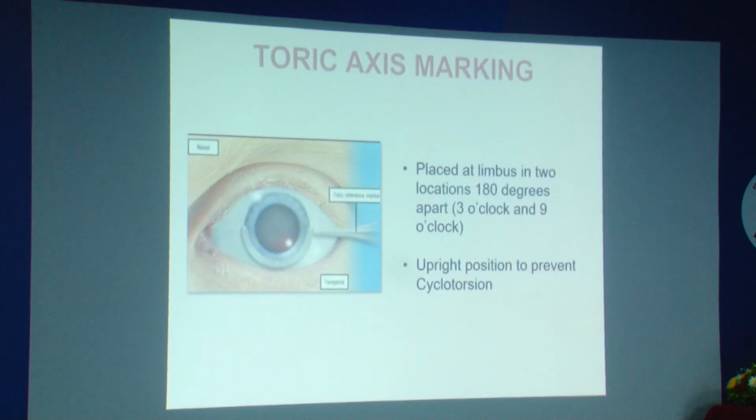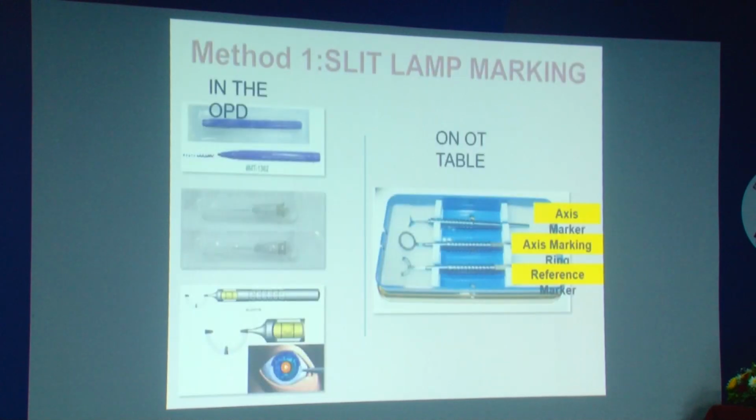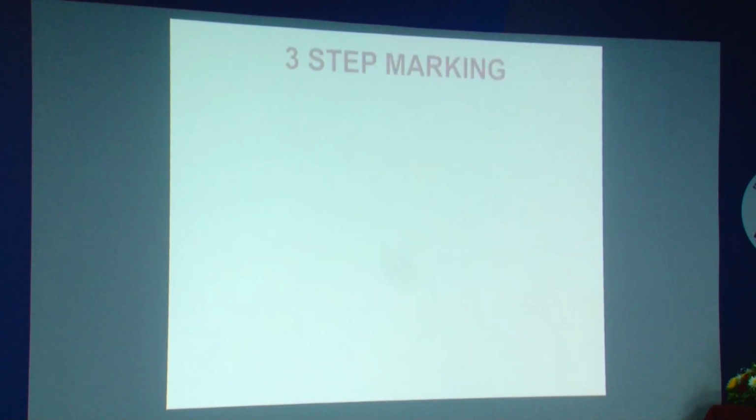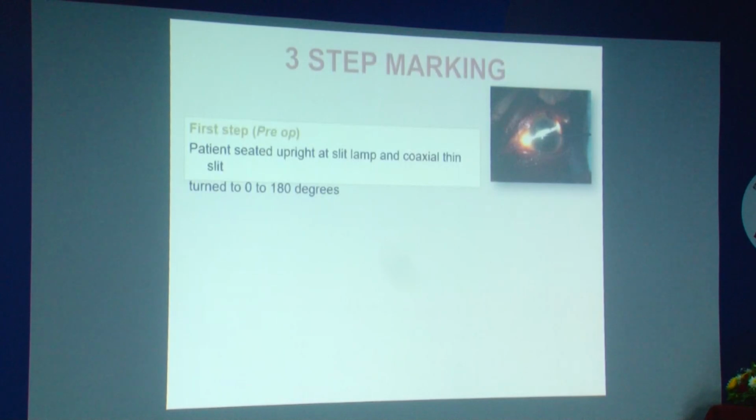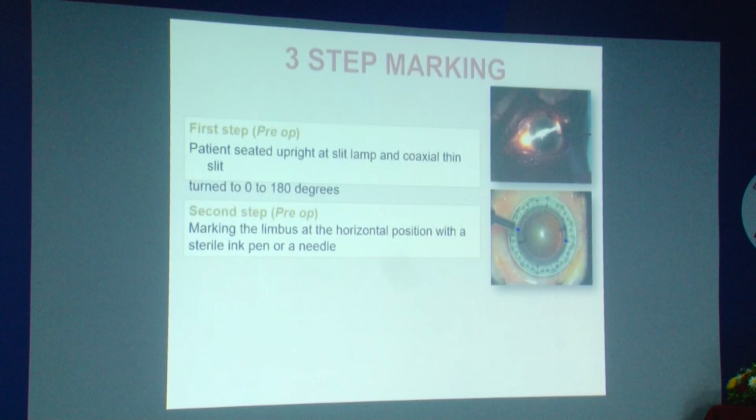Coming to the intraoperative considerations, the toric marking is something which is very important. You can either do a freehand marking using various markers available, making the patient sit in a vertical position so that there is no cyclotorsion. Various markers are available, and I'm sure all of us have been using these. There is a slit lamp method of marking, where the slit lamp beam is oriented to the 0-180, and a marking can be made with a pen.